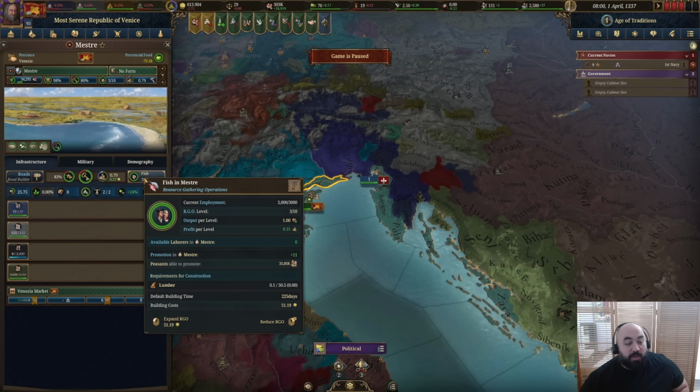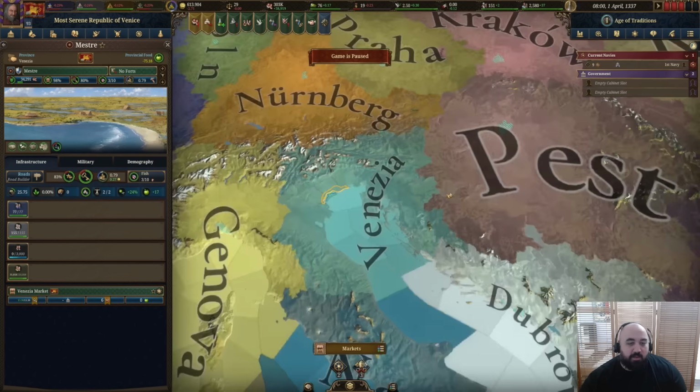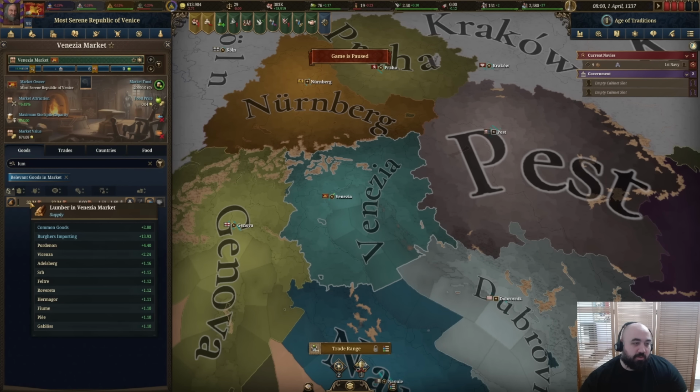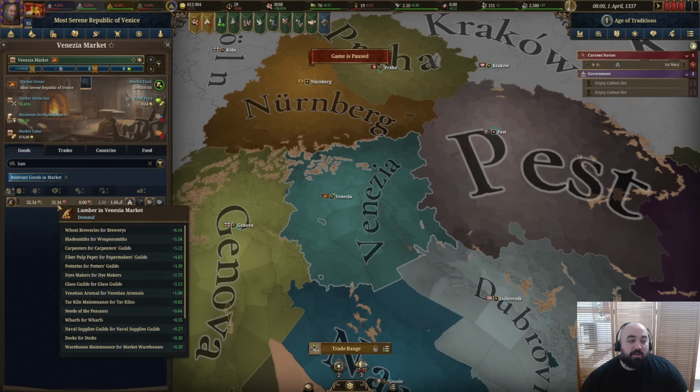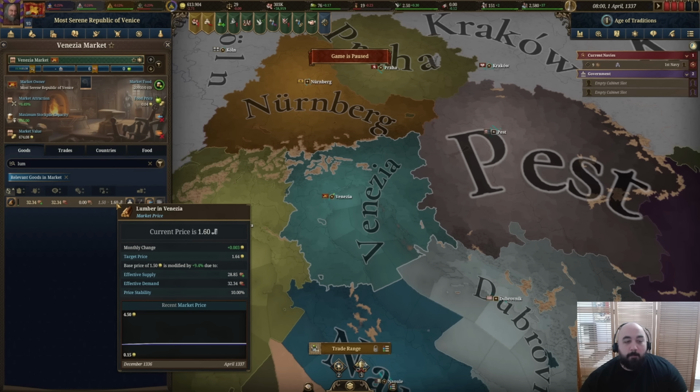Let's consider Venice here at game start, or anyone within the Venice market. We would like to expand out our RGOs. However, instead of getting the discounted 33 ducat price on RGOs, we have to pay 51. The reason is that lumber within our market is expensive. If we take a look at the lumber price, we can see the buy and sell orders, and hey, supply and demand are equal. However, the price is above base price. The price is at an additional 9.4%.